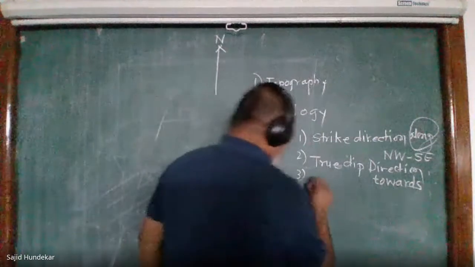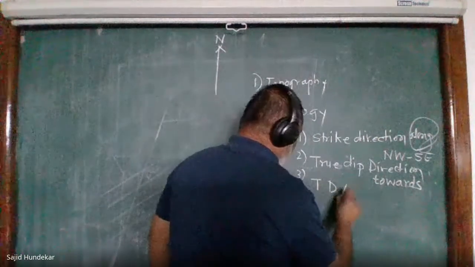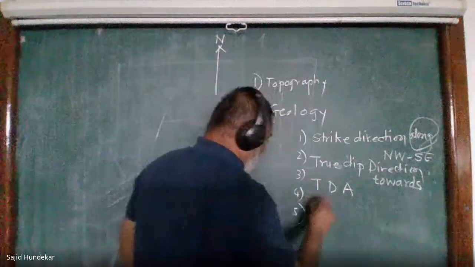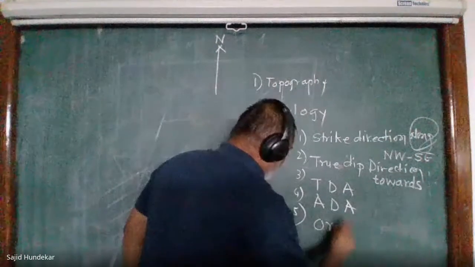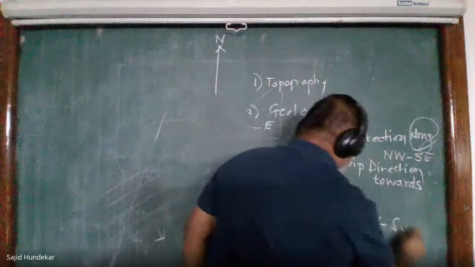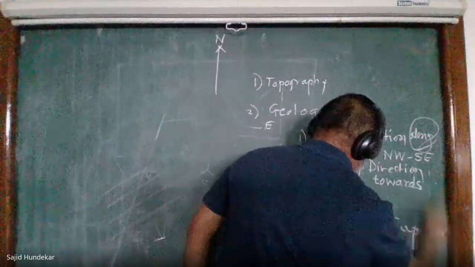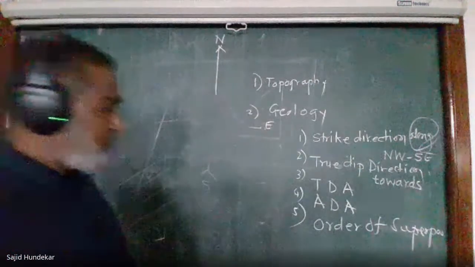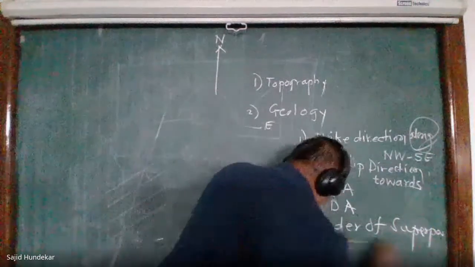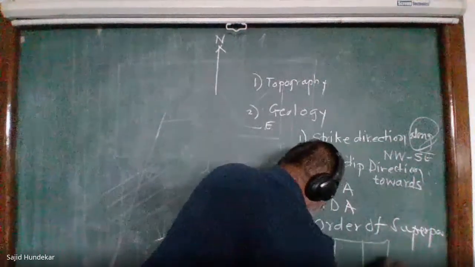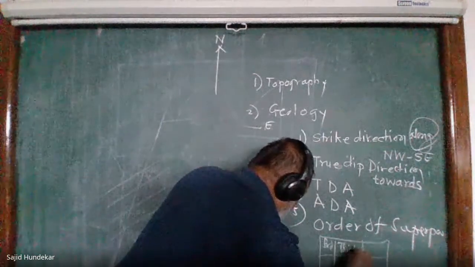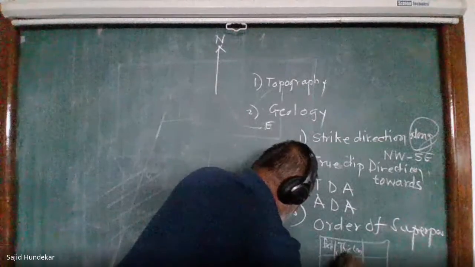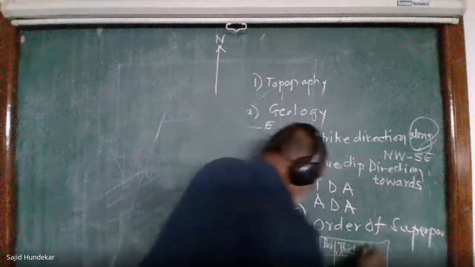Then the third point, true deep amount. Then the fourth point, accurate deep amount. And the last point is order of superposition. Order of superposition, we have to find out, and for that we have to make 3 columns. One column is for bed, the second column for thickness, all in meters, and here a color code. We have to use a color code. We have to color the map.